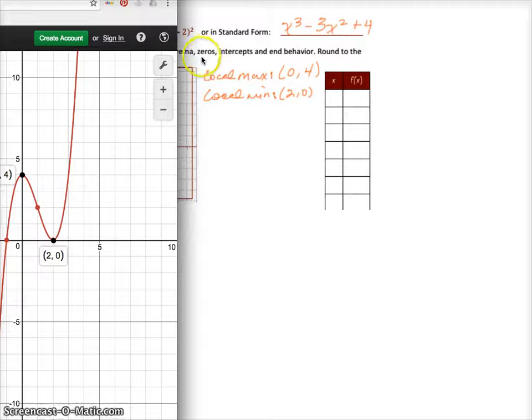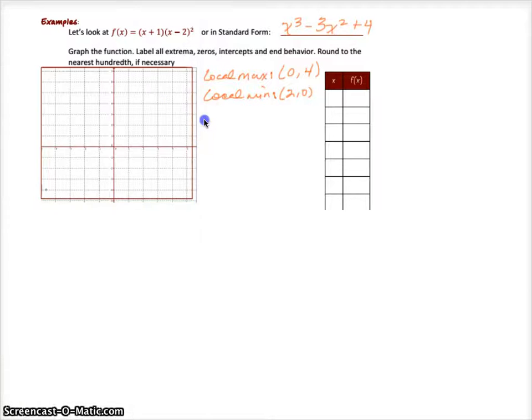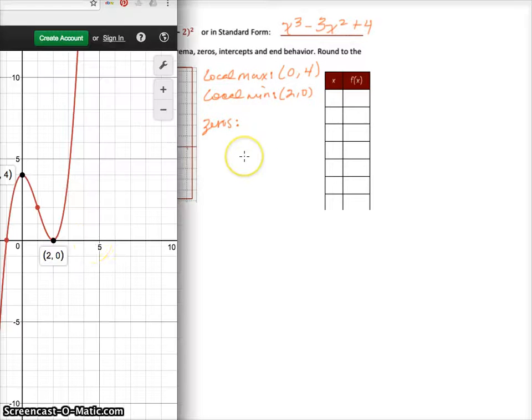The next one says find the zeros, so our x-intercepts. Our zeros happen where our graph crosses the x-axis. So it happens at (-1, 0) and (2, 0).